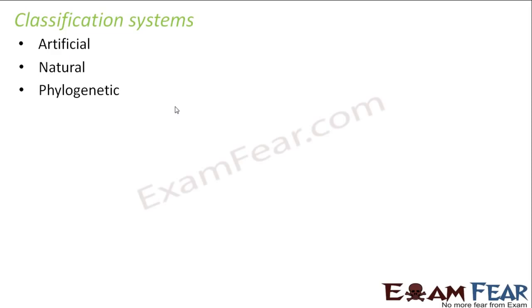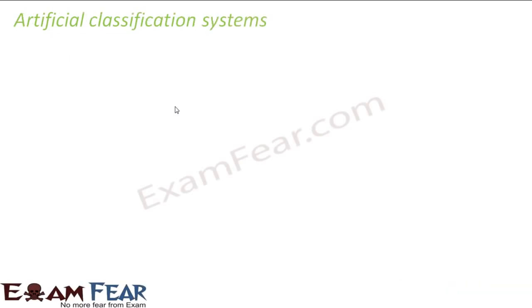We all know what we mean by basis of classification. That means what are the characteristics or features based on which organisms are classified. That basis of classification is different for each of them, and let us try to understand each in a little more detail. So let us start with the artificial classification system. The word artificial, what does it mean? Artificial means something which is not natural, something which is man-made.